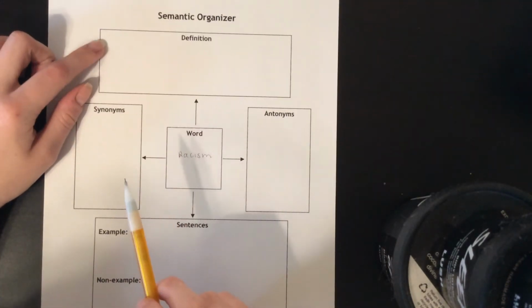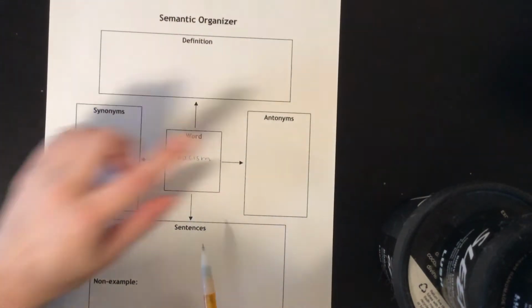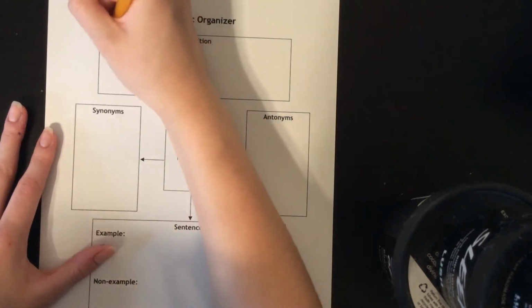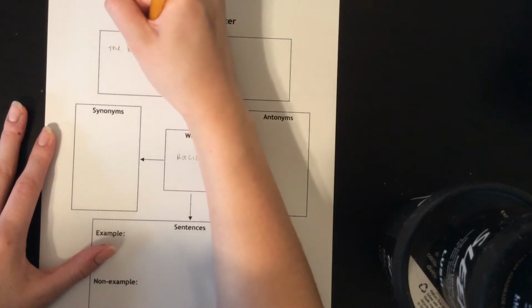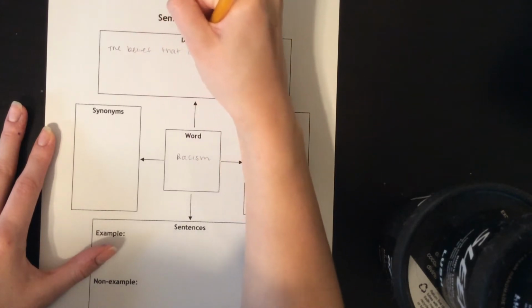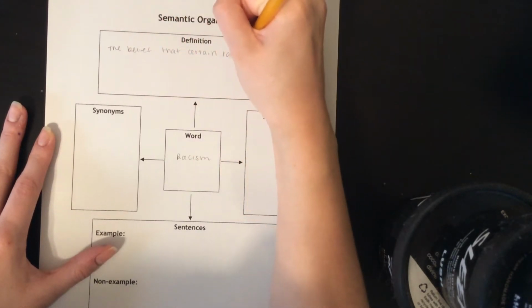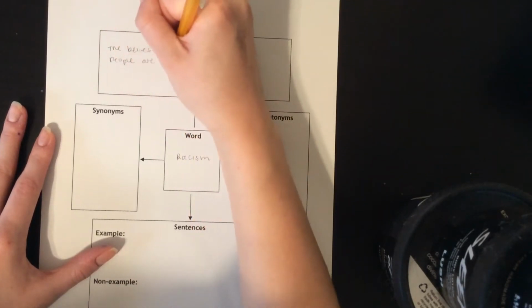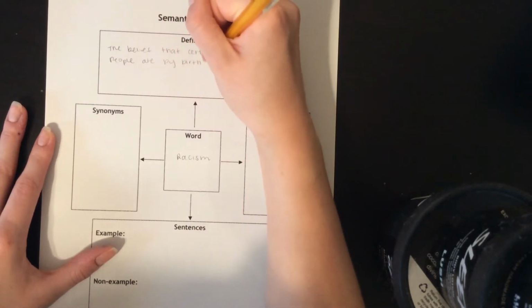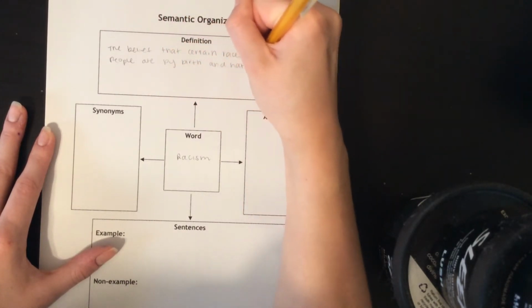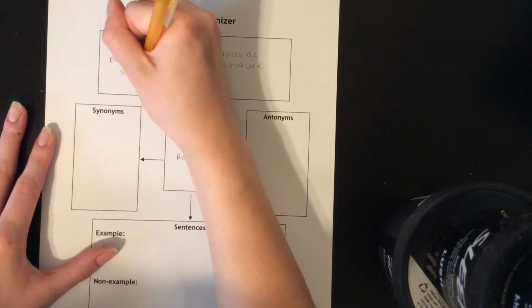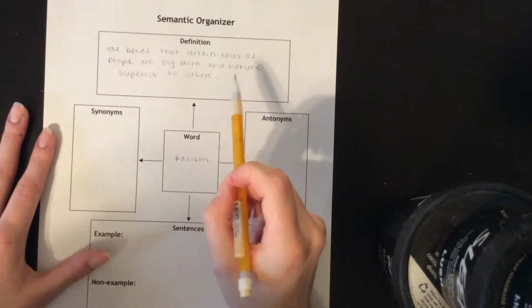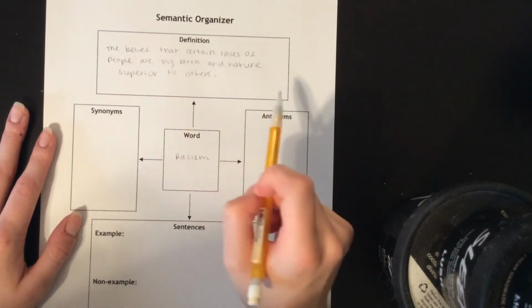First, we would probably put the definition so that students could then use the definition to help them with the other examples in the boxes. So racism is the belief that certain races of people are by birth and nature superior to others.